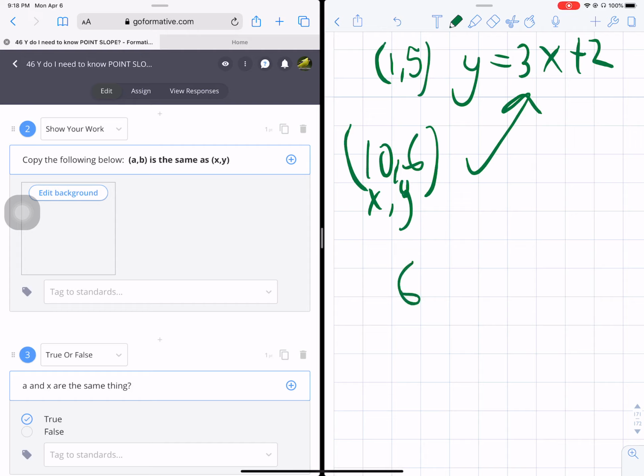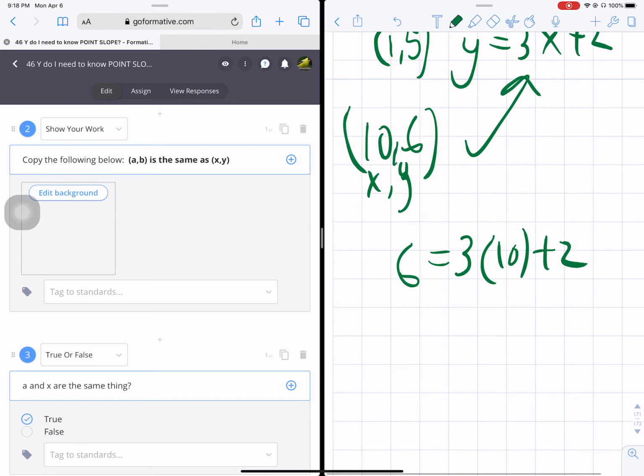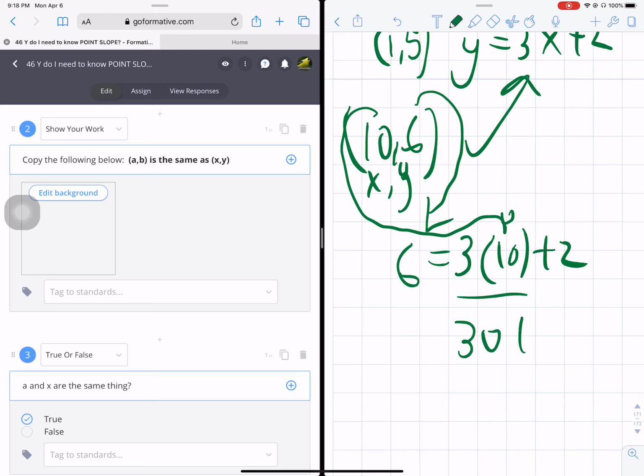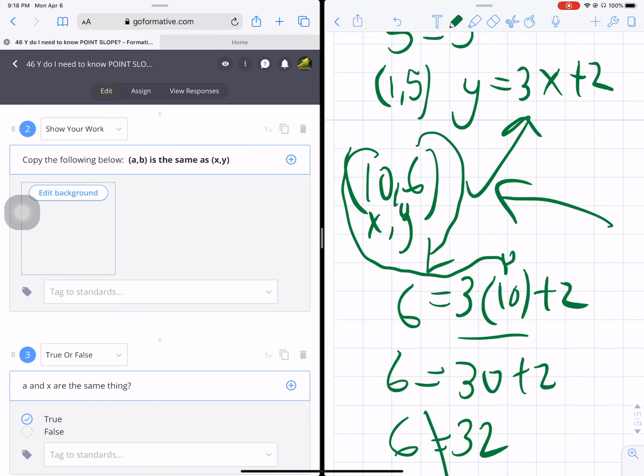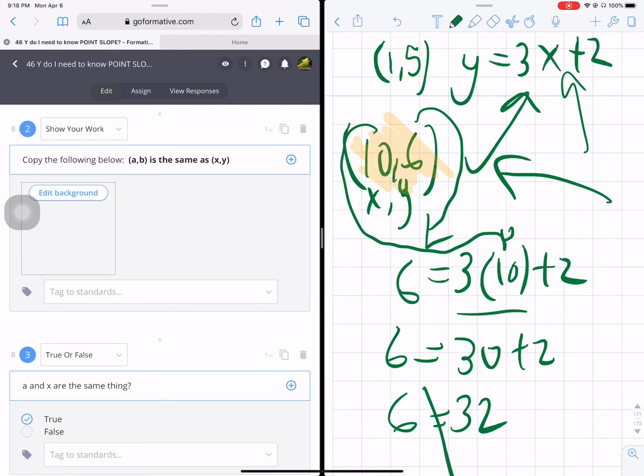So it would be 6 equals 3 times 10 plus 2. Notice that the y value went where the y was and the x value went where the x was. 3 times 10 is 30. 30 plus 2 is 32. And the last time I checked, 6 is definitely not 32. So what that means is, what about 10 comma 6? Is 10 comma 6 on this line? No, it's not. It's not on that line.